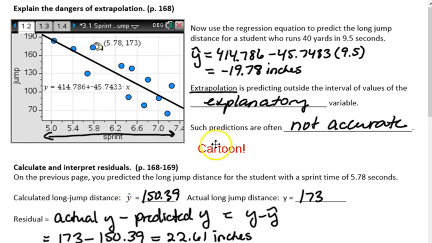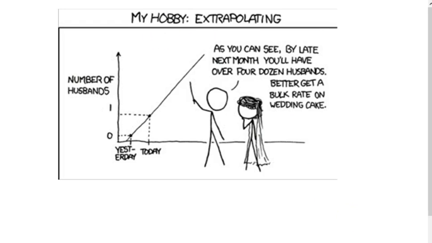And I have a little cartoon that shows something kind of ridiculous. My hobby, extrapolating. Yesterday you had 0 husbands. Today you have 1 husband. If we were to make a linear regression through those 2 points, you'll see that by late next month you'll have over 4 dozen husbands. Better get a bulk rate on wedding cake. Clearly ridiculous.